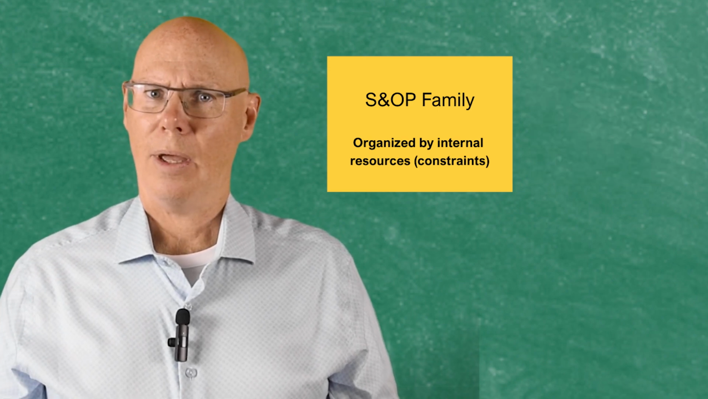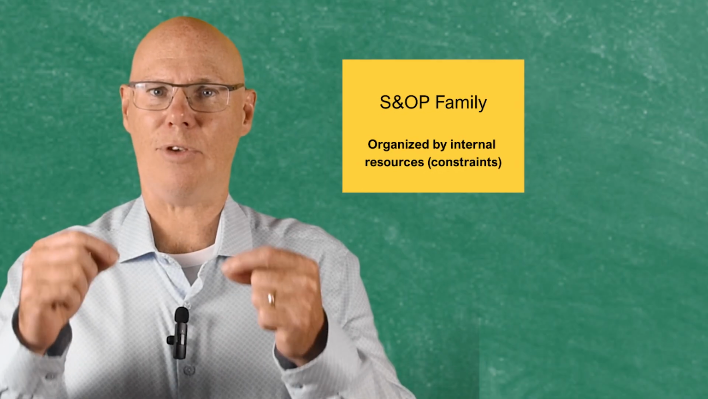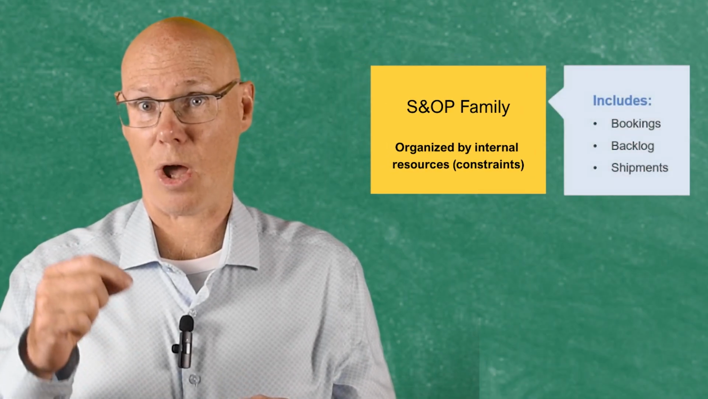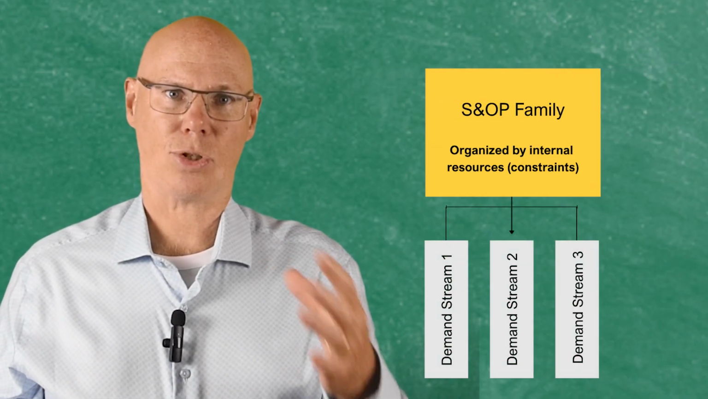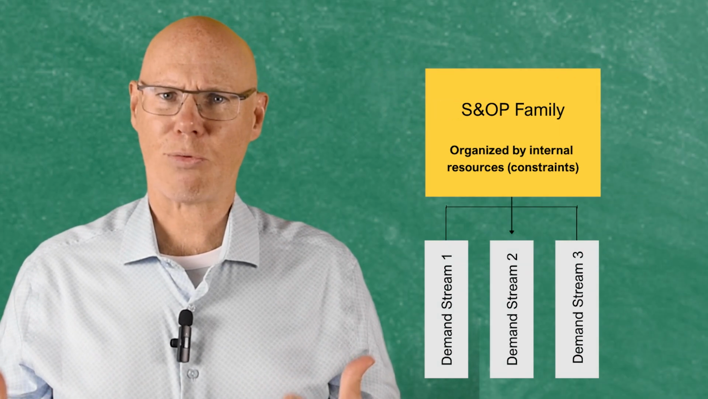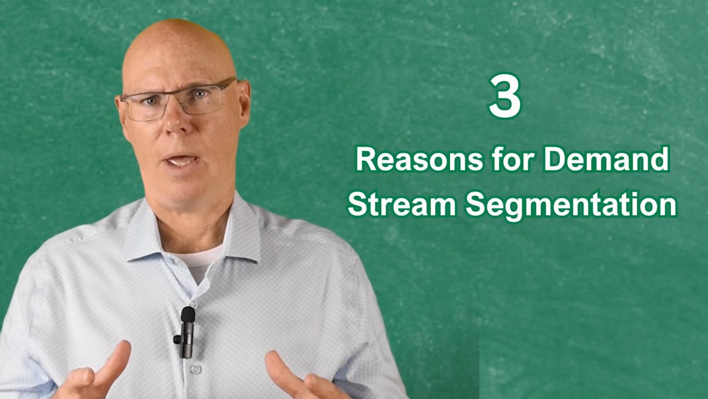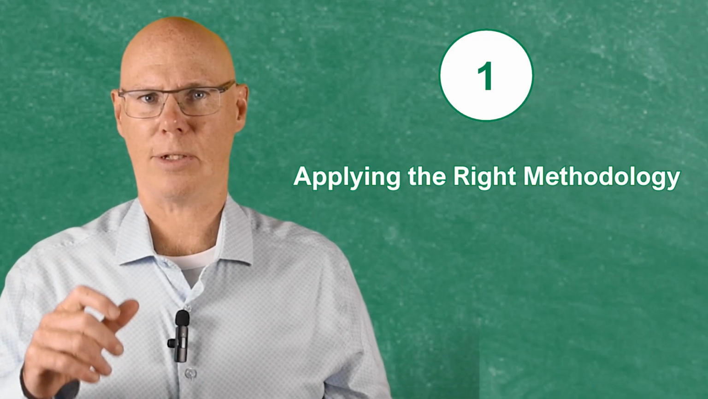order. To manage this situation, your customer-facing view for an S&OP family, which includes bookings, backlog, and shipments, should be segmented into demand streams. And there's really three reasons for doing this. First, segmentation lets you apply the right forecasting methods to each demand stream.